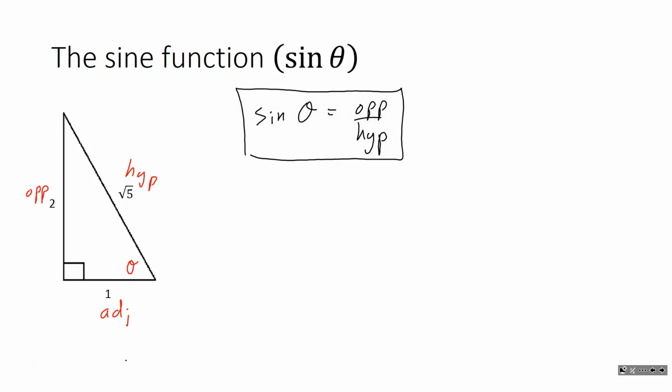And let's do it using the numerical information that I supplied. The opposite side we see is 2, and the hypotenuse is square root of 5. We'll of course rationalize the denominator. We multiply the numerator and the denominator by that square root of 5, which gives us 2 square root of 5 over 5. When we rationalize the denominator, it means essentially we're getting rid of the radical symbol in the denominator. And that's the sine.